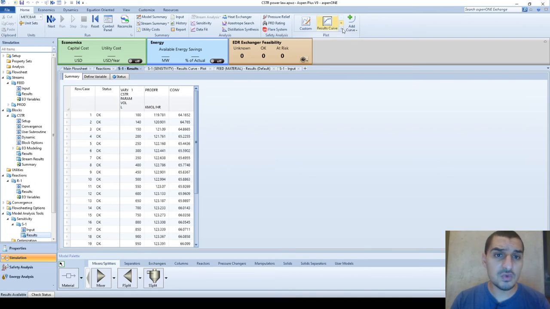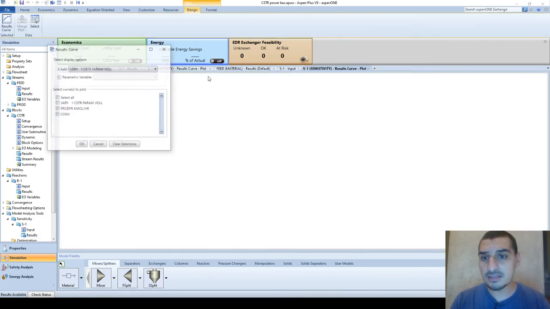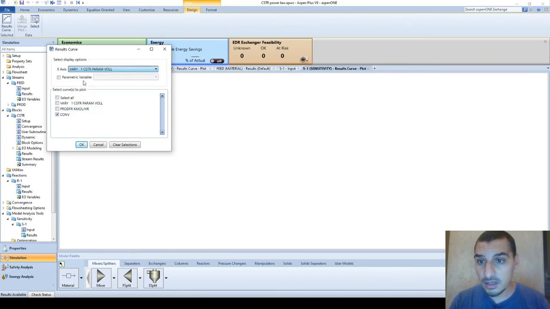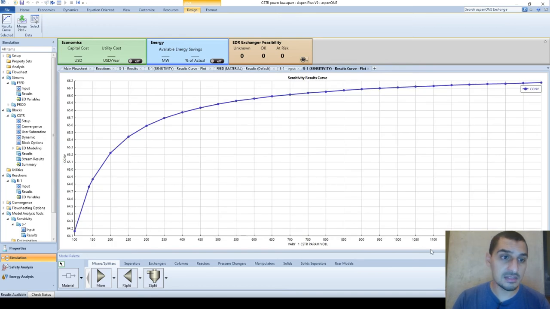We can now see the results curve, as you can choose either one of them. So I'm going to choose conversion, and the volume as the x-axis, and this is what we have. It's very nice actually. So I started with 64.18% almost, at the volume of 100 liters, and by using 14 times this volume, I reached 66.2% conversion. So this is easier to understand and to feel the number than it was before.